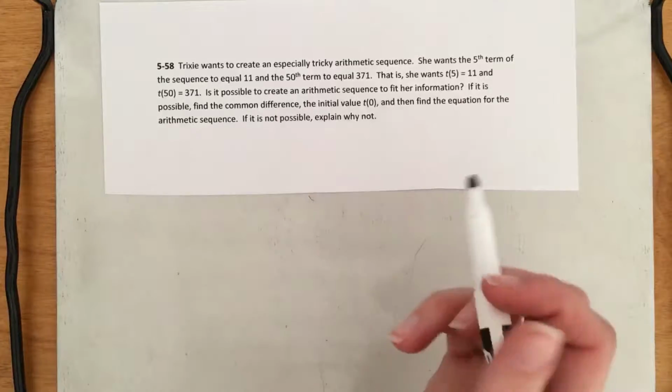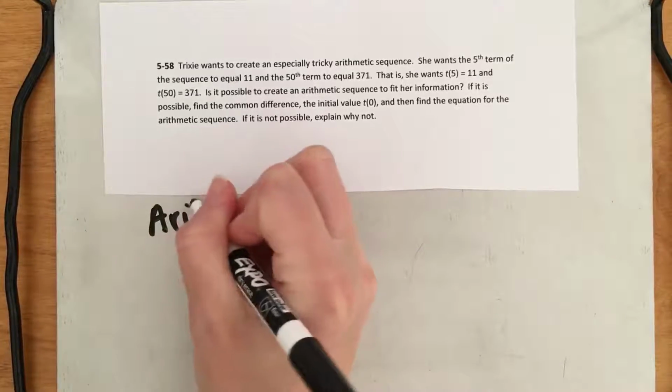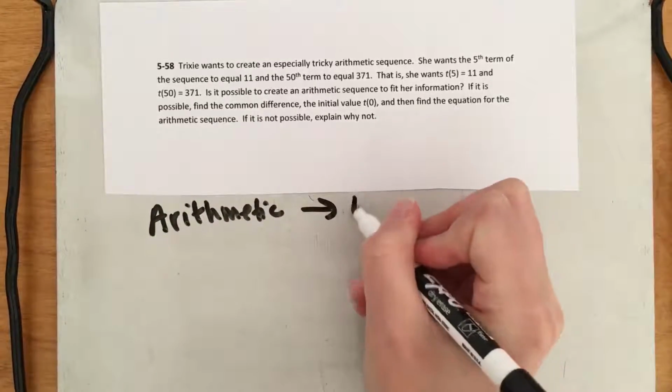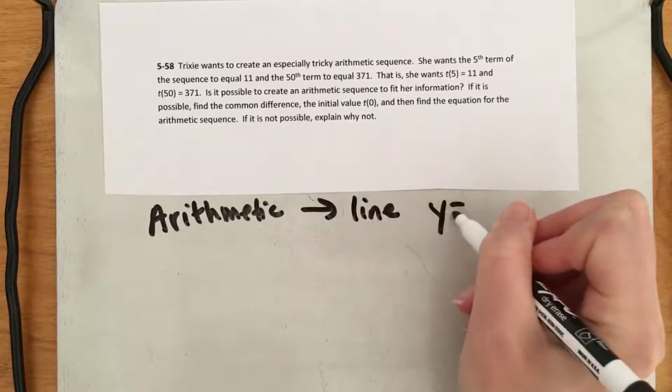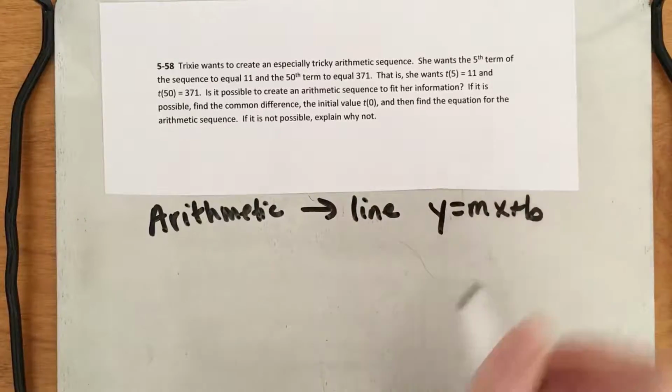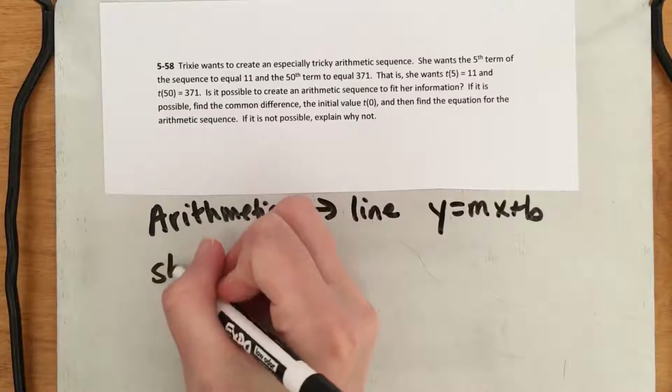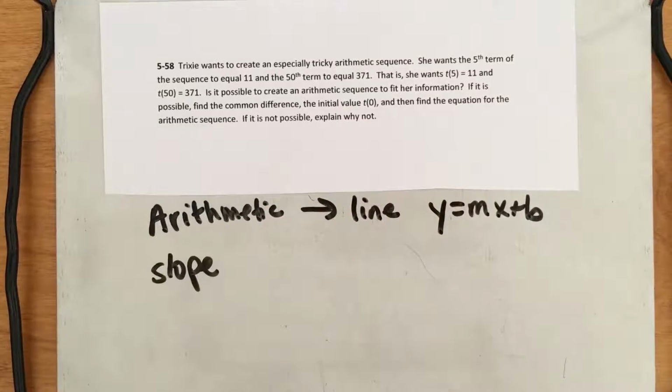So it says to first find the common difference. So arithmetic is kind of like the line, or like y equals mx plus b. Okay, so to find the common difference, that's kind of like our slope. So if I write 2 points, that would be a good starting point to get us started.